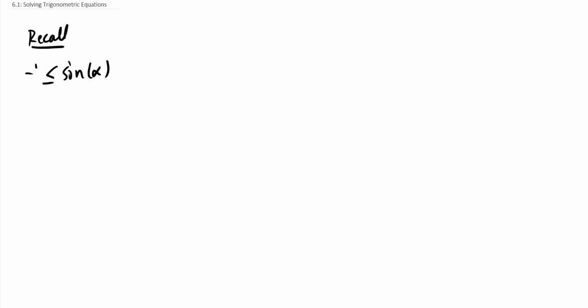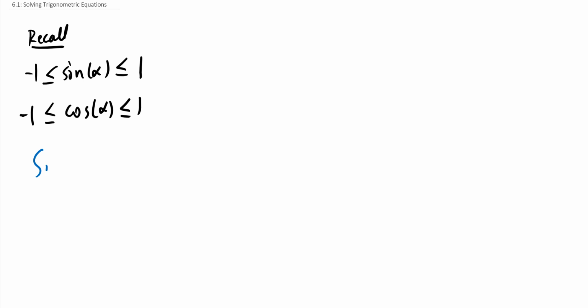sine of any angle alpha, if you remember the graphs, always oscillates between -1 and 1. Same thing with cosine, just keep these in mind. The value of sine cannot go below -1 or exceed 1. Same thing for cosine. What we need to answer questions is how to solve trigonometric equations.